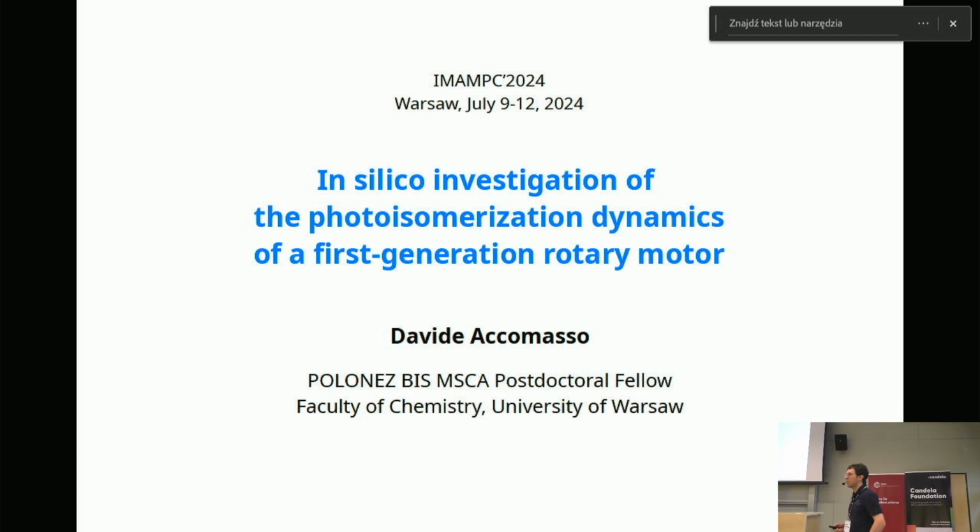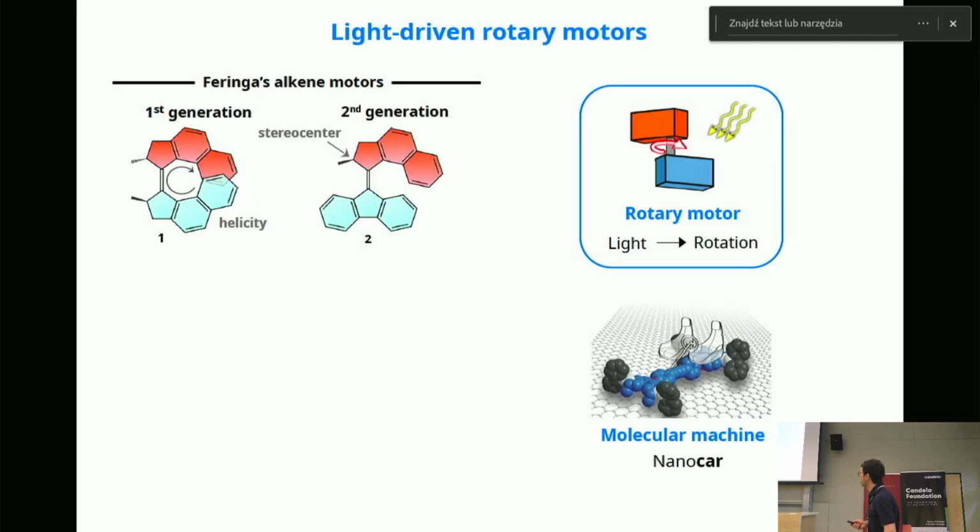In this talk, I'm going to show you how computational simulations can be used to investigate the photoisomerization reactions of molecules called light-driven rotary motors. Light-driven rotary motors are molecules which are able to convert the energy of the absorbed light into rotation. For this reason, they are key components of the so-called artificial molecular machines, because they represent the power sources of these nanometer-sized devices. The earliest molecular motors were developed by the Nobel laureate Feringa.